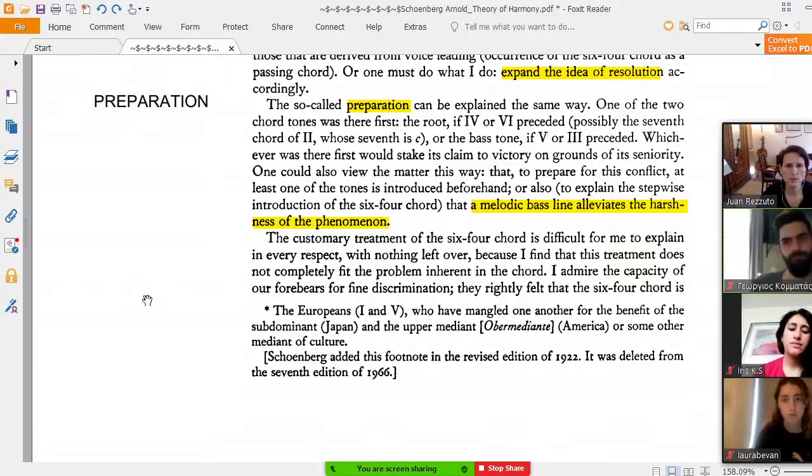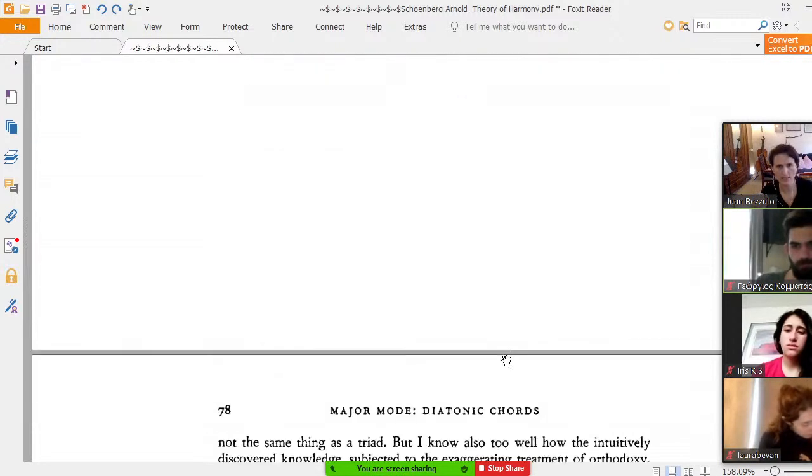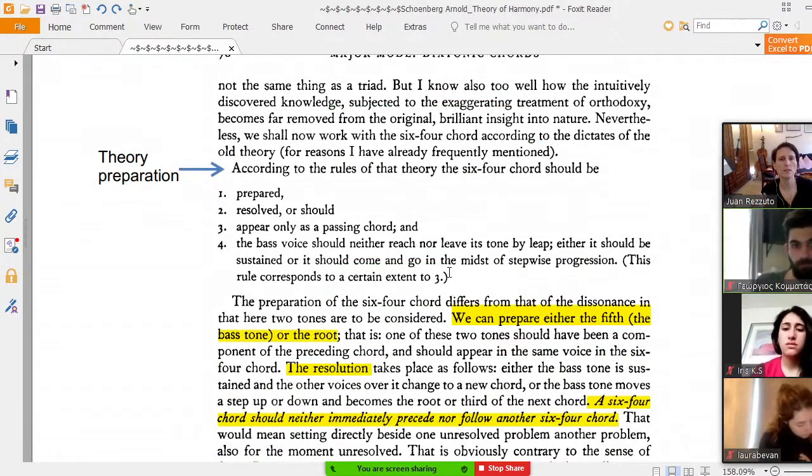The customary treatment of the 6-4 chord is difficult for me to explain in every respect with nothing left over, because I find that this treatment does not completely fit the problem inherent in the chord. I admire the capacity of our forebears for fine discrimination. They rightly felt that the 6-4 chord is not the same thing as a triad. But I know also too well how intuitively discovered knowledge, subjected to exaggerated treatment of orthodoxy, becomes far removed from the original brilliant insight into nature. Okay, that's a comment. Nevertheless, this is important.